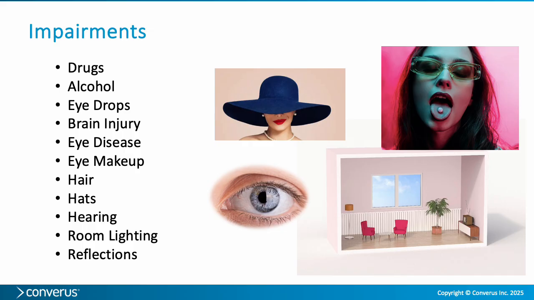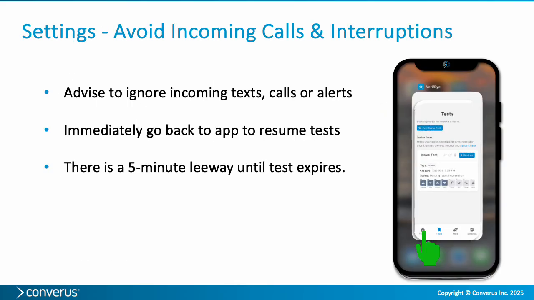A test proctor can control all these conditions, while a test administered in solo mode by the examinee may have challenges. Regardless of the testing method, it's crucial to minimize calls and interruptions during testing. Once a test is started, if the examinee is interrupted, they have 5 minutes to resume the test or the test will expire. The examinee should minimize all apps, ignore incoming text messages, calls, and alerts. Calls should be declined and alerts should be silenced.